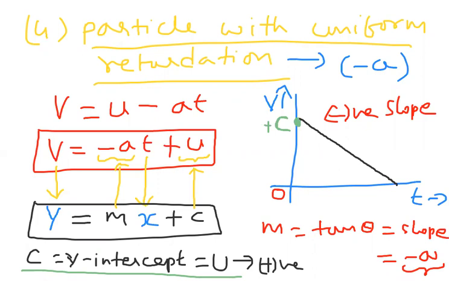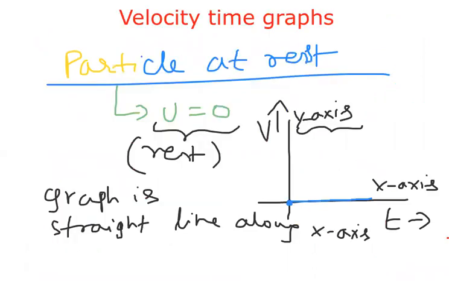About the velocity-time graphs, the first one I have taken is the particle at rest. If anybody wants to take screenshots, you can take them. Particle at rest means initial velocity is 0. So the line will be drawn parallel to the x-axis. We can't observe anything here. The graph is a straight line along the x-axis.